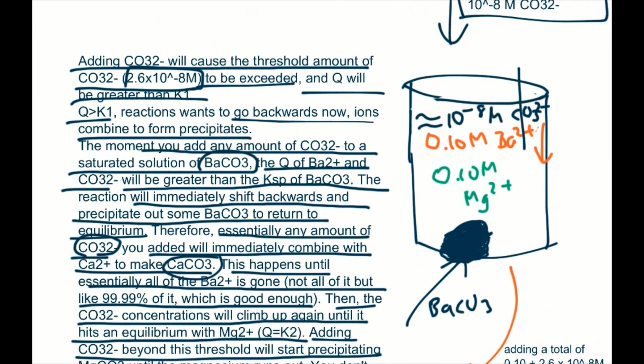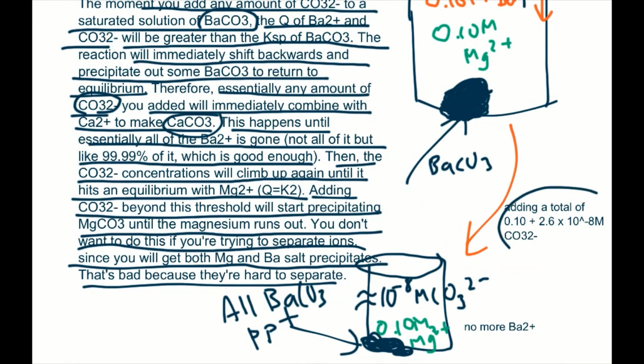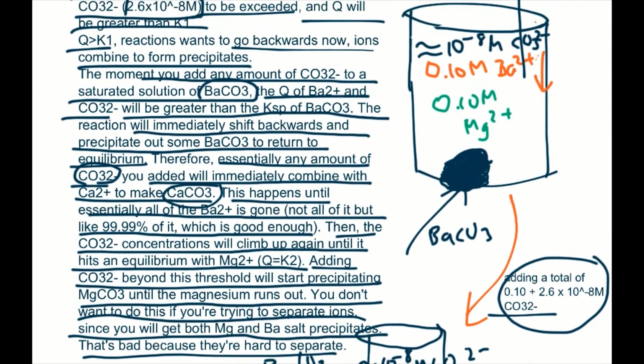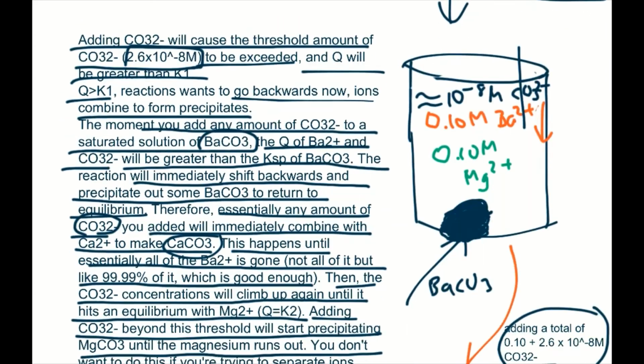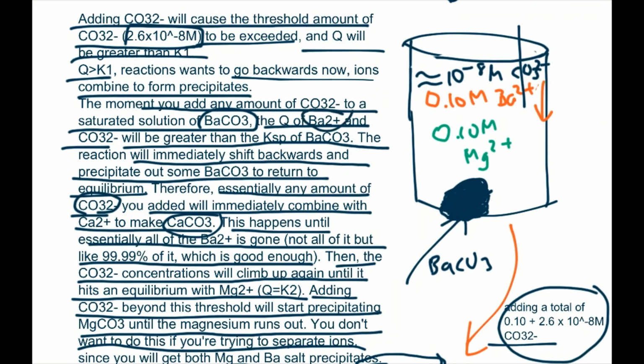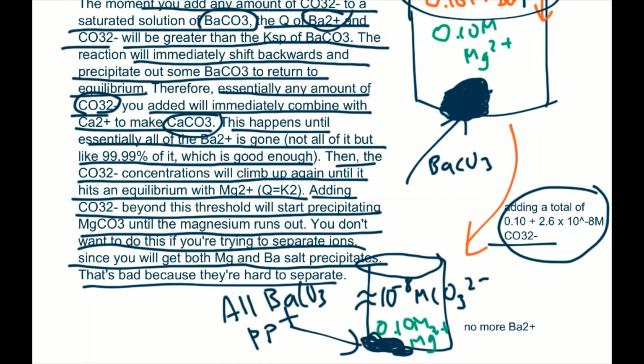So, in this picture, you see that by adding a total of 0.1 molar worth of carbonate, which reacts with exactly 0.1 molar of the barium that we had, that will react all of the barium carbonate, and you're left with magnesium.